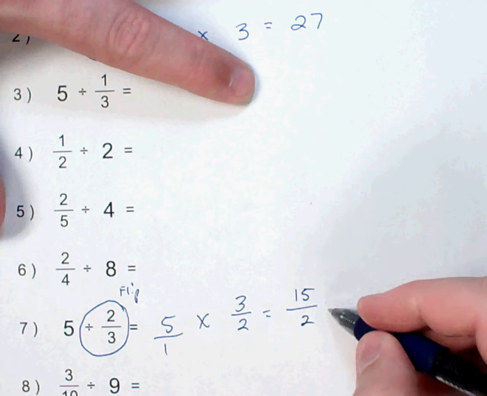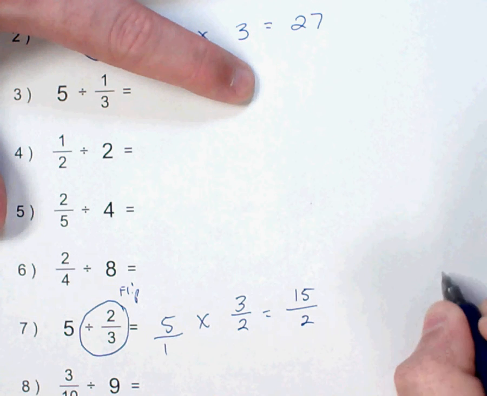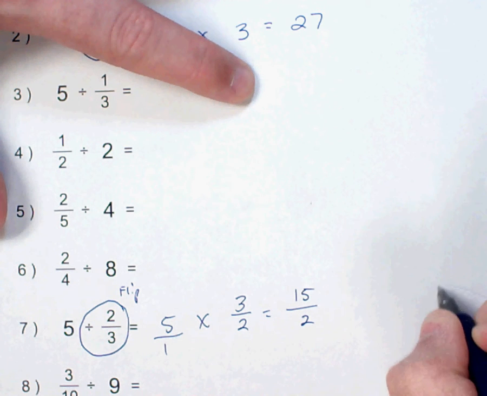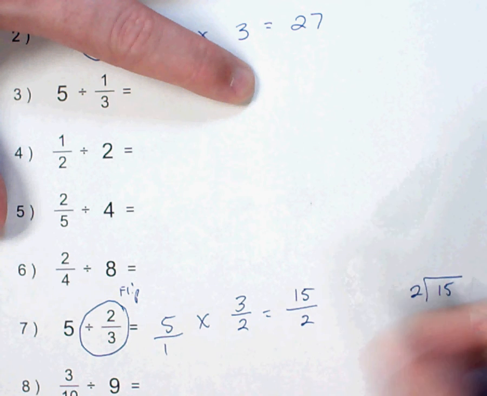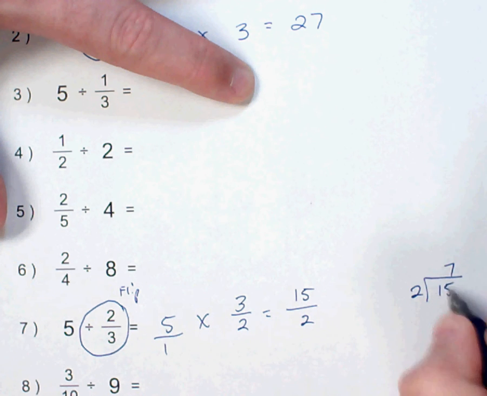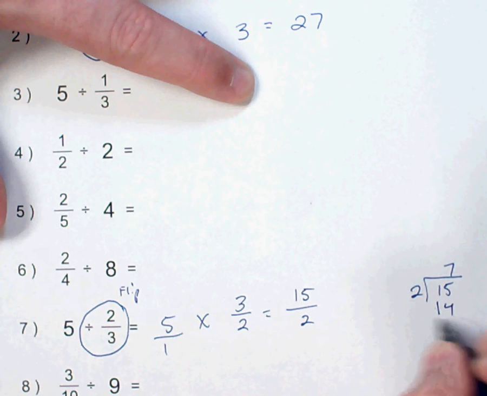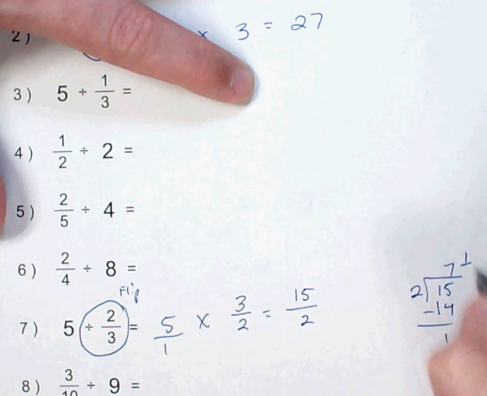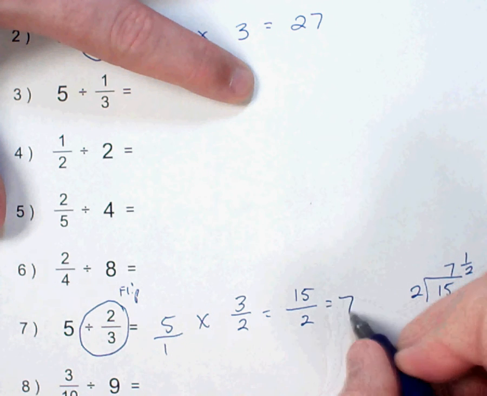So this is improper. We need to convert it to a mixed number. Easiest way to do that is to just do the division problem. Remember, these are just division problems in disguise. 2 goes into 15 7 times. 7 times 2 is 14. I get a remainder of 1, so my remainder is 1/2, and so my answer is 7 1/2.